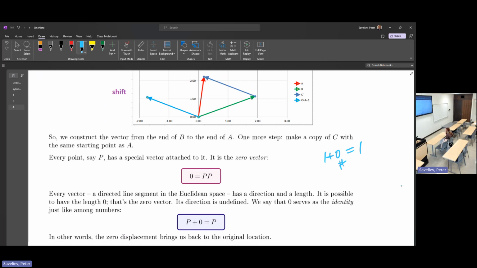So as you can see, 1 plus 0 is equal to 1, with numbers. But it turns out that 0, the vector, serves the same purpose: P plus 0 is equal to P.